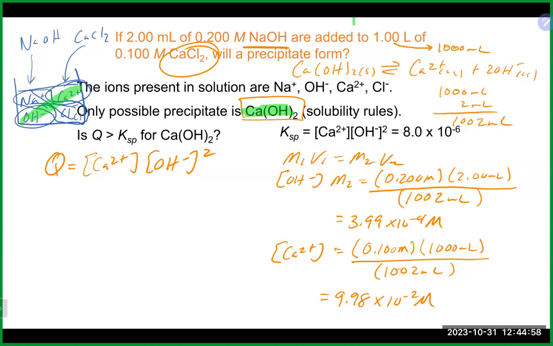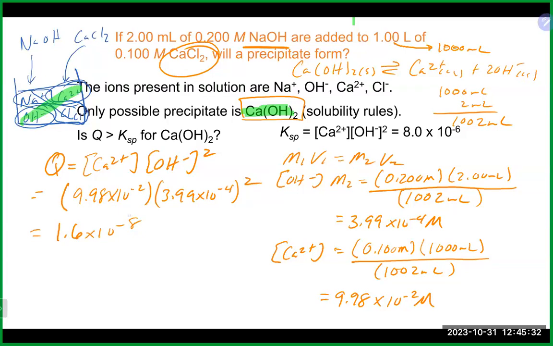Now that we have the concentration of each of these ions when they're mixed together, we could go into our Q, and our Q in this case would then be 9.98 times 10 to the minus 2 times our 3.99 times 10 to the minus 4. Once again, we still got to square it on the back end. That's 3.99 times 10 to the minus 4 squared times 9.98 times 10 to the minus 2, which gives us something like 1.6 times 10 to the minus 8, which is our Q value.